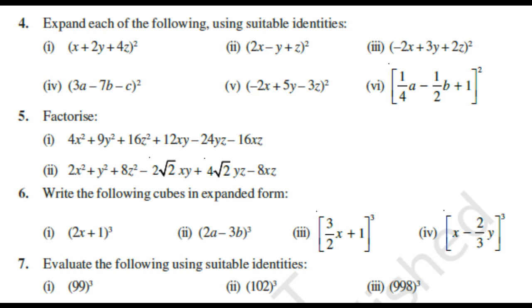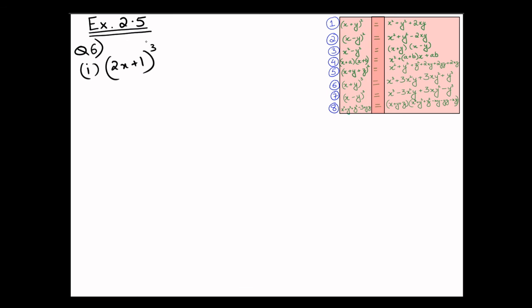Now moving to the sixth question. The sixth question is asking us to write the following cubes in their expanded form. The first part being (2x + 1) whole cube. Now we'll use identity number 6, which is our cubic identity, to expand this.